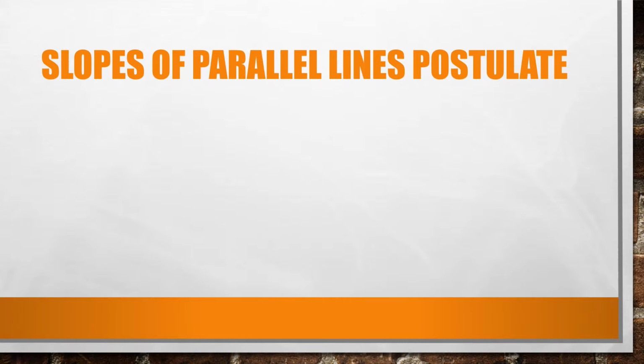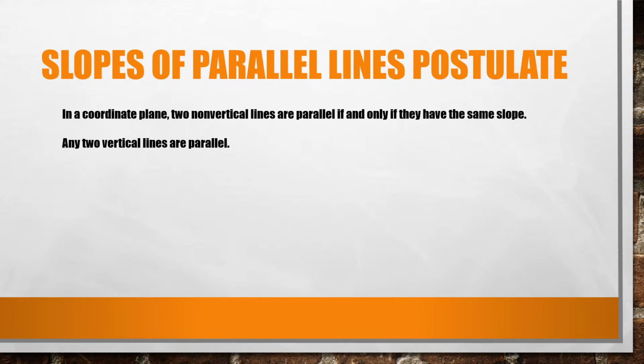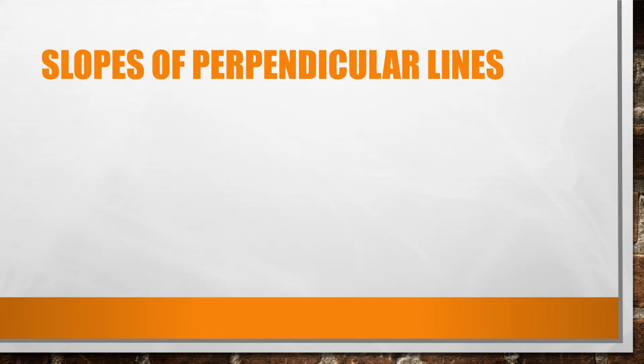Slope of parallel line postulate. In a coordinate plane, two non-vertical lines are parallel if and only if they have the same slope. Now we know all vertical lines are parallel, but two non-vertical lines are parallel if and only if they have the same slope. They go in the same direction, they'll never touch, they'll never intersect. They have the same slope.